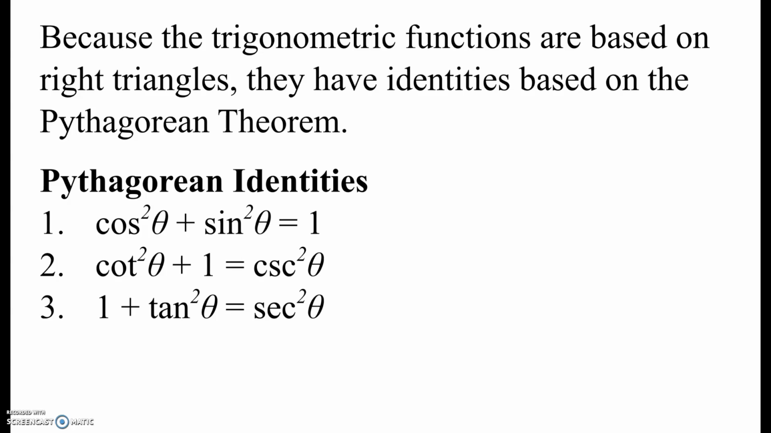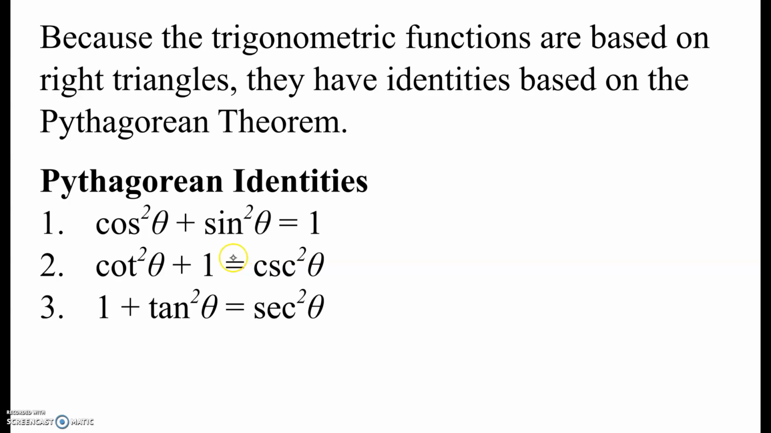There's also a set called the Pythagorean Identities, and they're called Pythagorean because of the Pythagorean Theorem. And there are 3 of them. The one that's used most often is cosine squared plus sine squared equals 1.